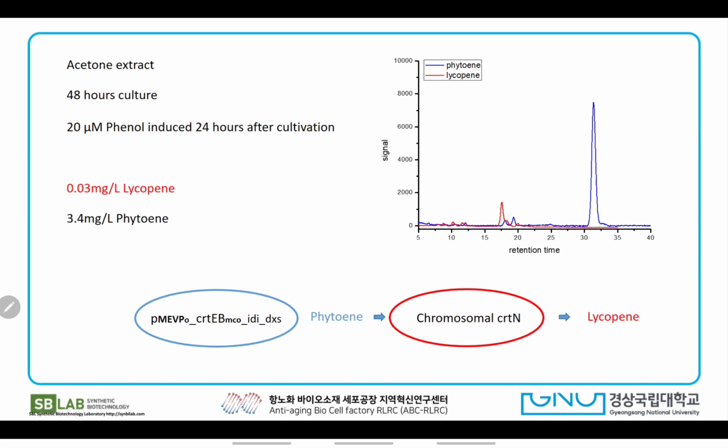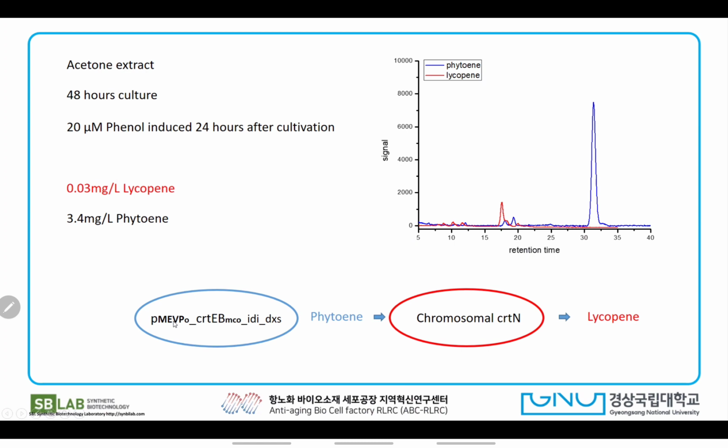So we ran at 2 wavelengths, first for phytoene, and we saw a very big peak of phytoene and a smaller peak of lycopene. This retention time matches exactly with the standard lycopene and with the standard phytoene. The red peak indicates lycopene and the blue peak indicates phytoene. Here we observe that a large amount of phytoene is accumulated and has not been fully converted into lycopene. This is because of our construct that we introduced.